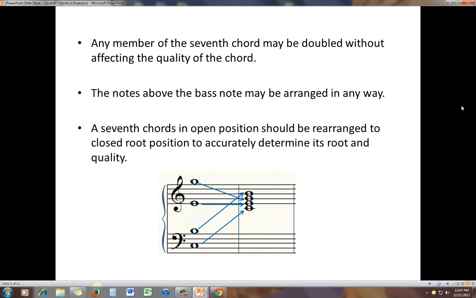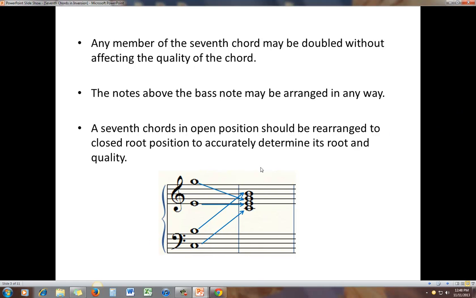The notes above the bass may be arranged in any way, and that will not affect what the quality of the seventh chord is, and it won't affect what the inversion of the seventh chord is. It is only the lowest note that determines what the inversion is, just the same as with triads.